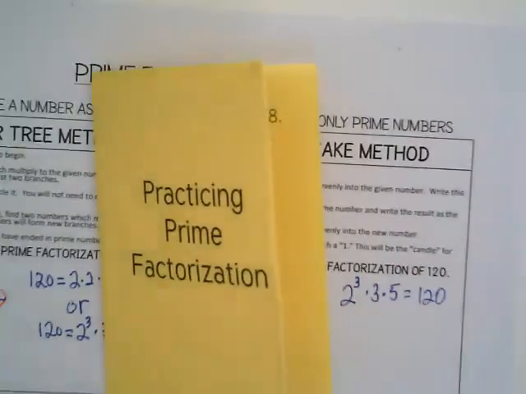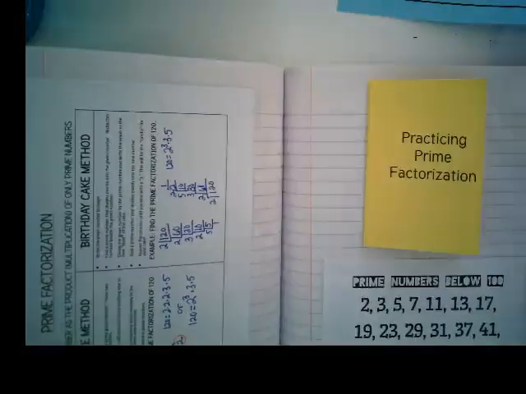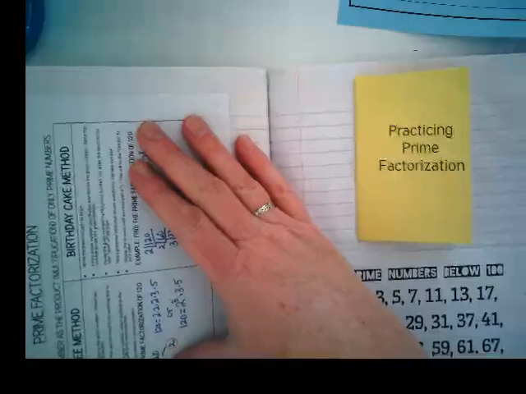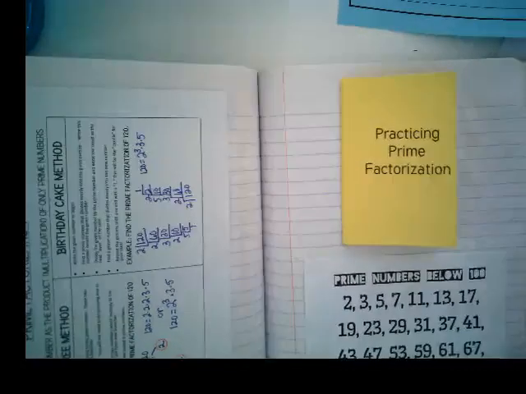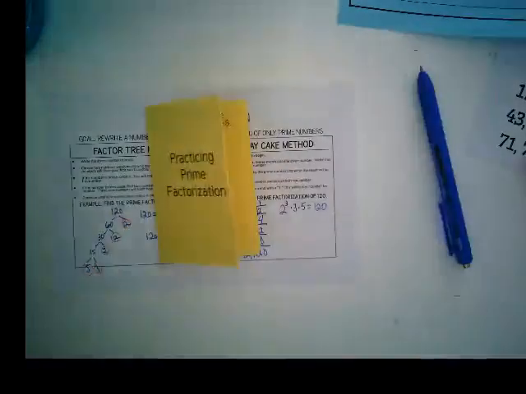While we're waiting, I'm going to put underneath the camera real quick. This is what your page is going to look like. You're going to glue the birthday cake method and the factor tree on the left. And you're going to put your primes and your practice booklet on the right. That's what the glue has been there for.